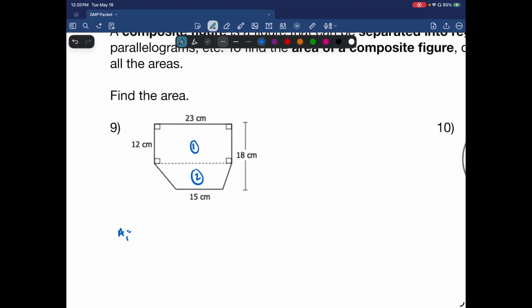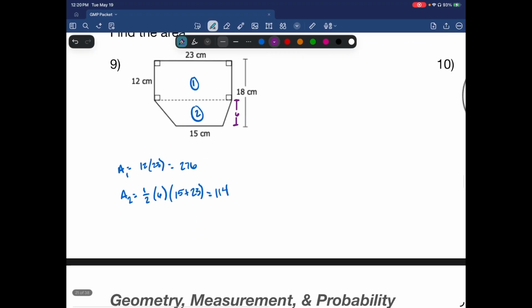So the first area is going to be 12 times 23, and that's going to give me 276. Now, because the entire height of this figure is 18, and this is 12, this piece is going to be 6. So that's the height of the trapezoid. The area is going to be 1/2 times the height, 6, times the sum of the bases, 15 plus 23. Using my calculator, I get 114. If I add these up, 276 plus 114 gives you a total of 390. And remember, this is area, so this is centimeters squared.